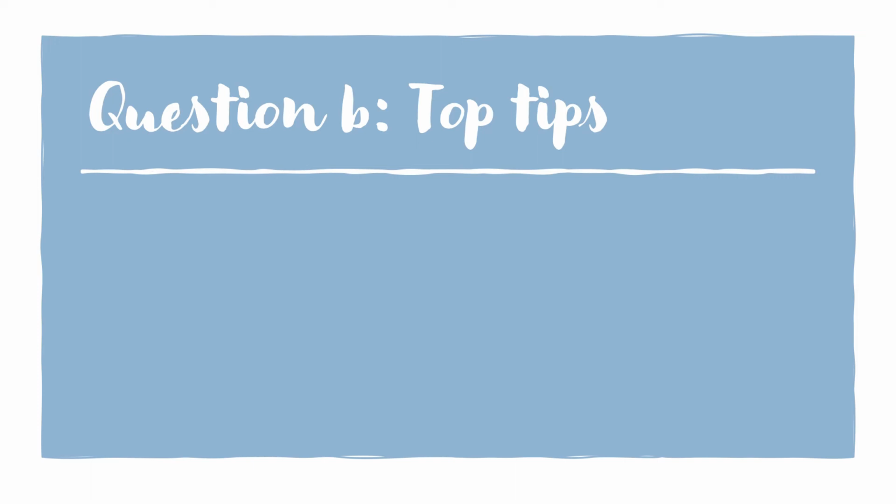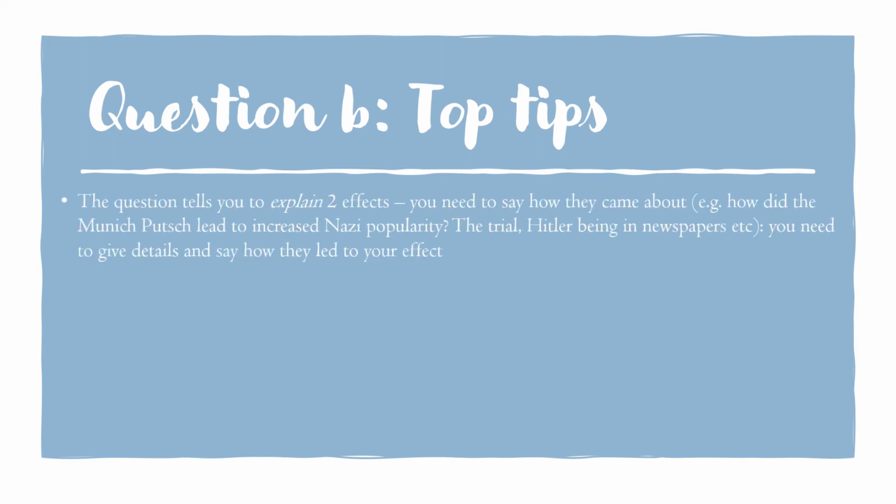So top tips for this question. The question tells you to explain 2 effects, not just give them, explain them. You need to say how those effects came about, i.e. how did the event that's given lead to those effects. So how did the Munich Putsch lead to increased Nazi popularity? Well, think about the reasons why. So if it said explain 2 effects of the Munich Putsch, and you said one effect of it was that Nazi popularity increased, think about then why it increased. What historical details could explain why it increased?